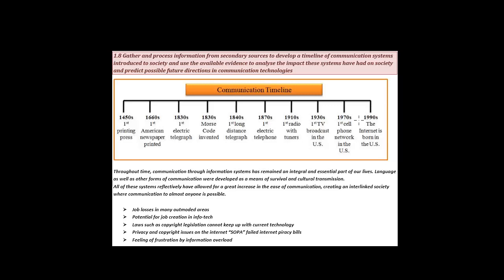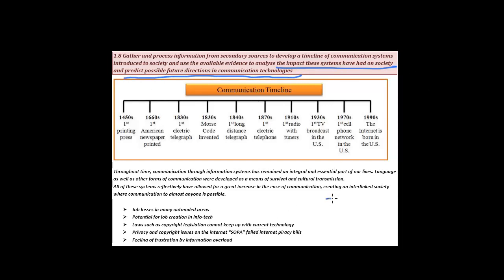born in the US. So in this dot point, what I said is that throughout time, communication systems have remained an integral and essential part of our lives. Language, as well as other forms of communication, were developed as a means of survival and cultural transmission. All of these systems have had a great increase in our ease of communication, creating an interlinked society where communication to almost anyone is possible. Let's deconstruct the dot point a little bit: this is asking us to analyze the impact these systems have had on society and predict possible future directions in communication technologies.